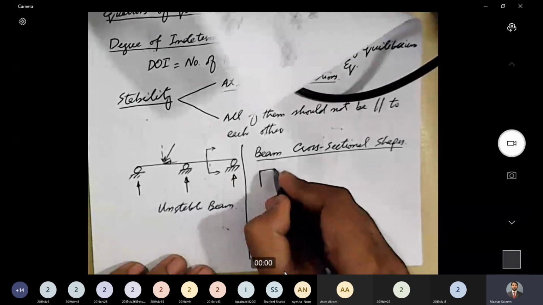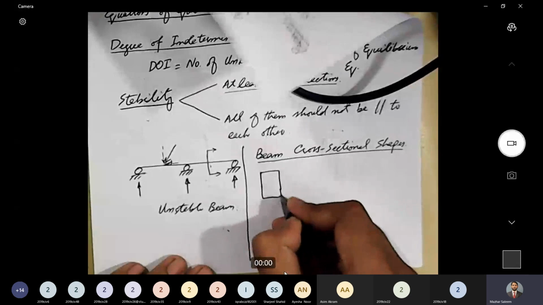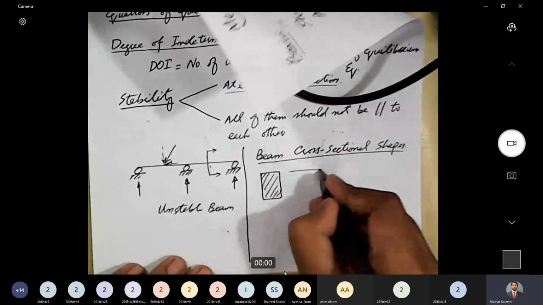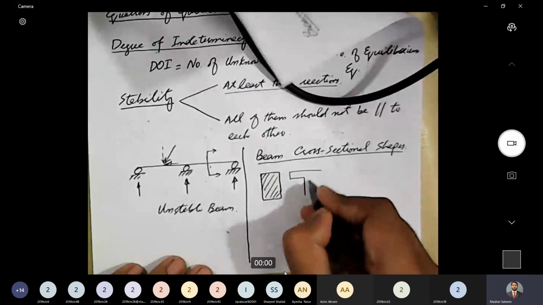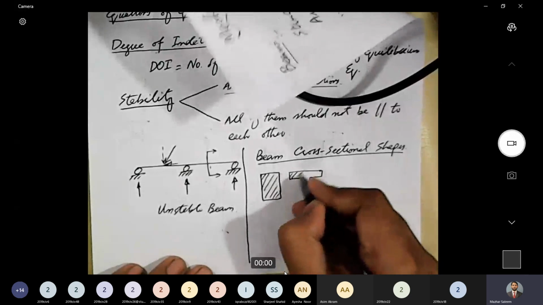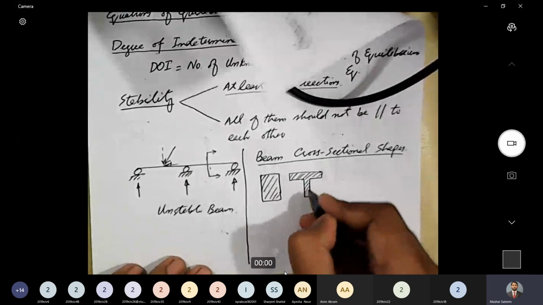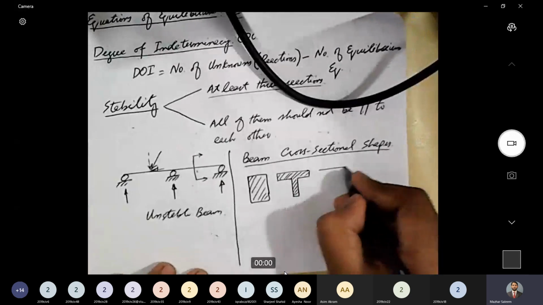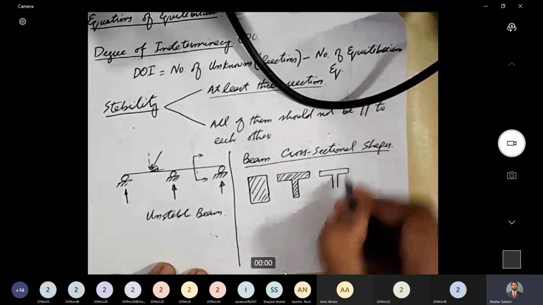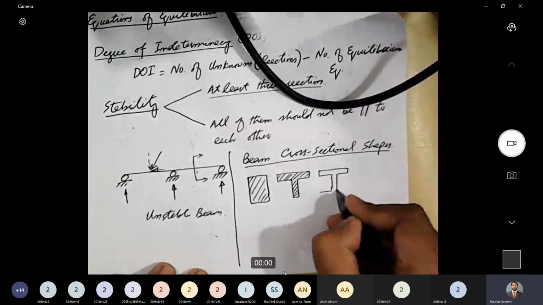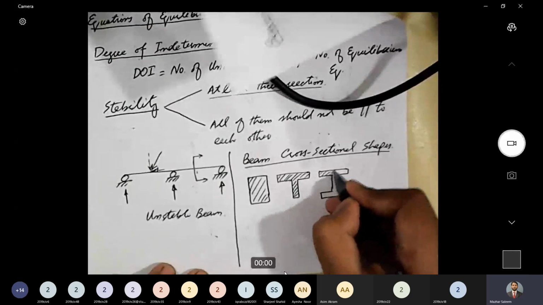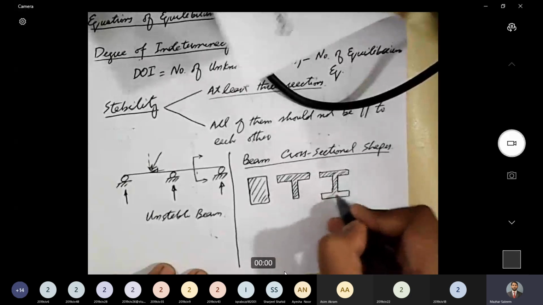The most common type of cross-sectional shape is a rectangular shape. Another type is the T-shape. Sometimes we make the cross-section of a beam of a T-shape. And another type is the I-section. Although I-section is layman language, technically we call it a W-section, wide flange section, but you will learn that later on. Why do we call it a W section? At this point, you may call it an I section.